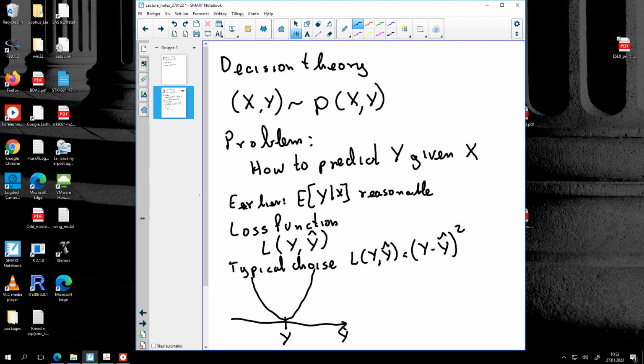But note that there could be alternatives. An alternative could be to say that this L of y, y hat is the absolute value of y minus y hat. So that would correspond to something like this.